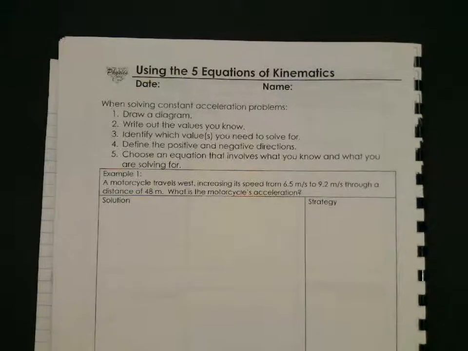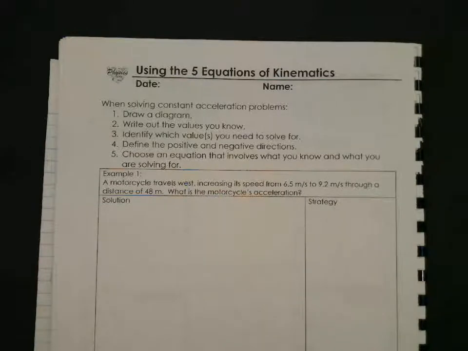All right, guys, today we are going to actually apply the 5 equations of kinematics, and we are going to solve some problems. So we're going to start off with the constant acceleration problems. So we're going to draw a diagram, then we're going to write out the values we know. We're going to identify what we need to solve for, define positive and negative directions, choose an equation that involves what you know and what you're solving for, then we're going to solve.